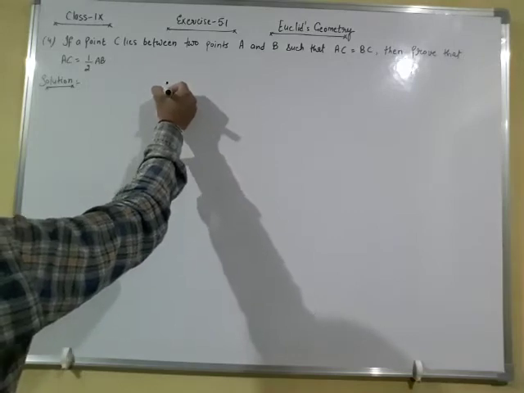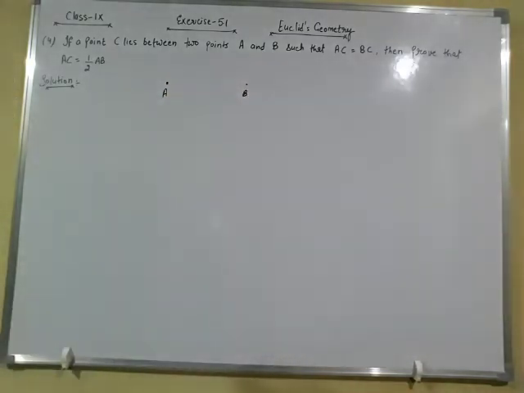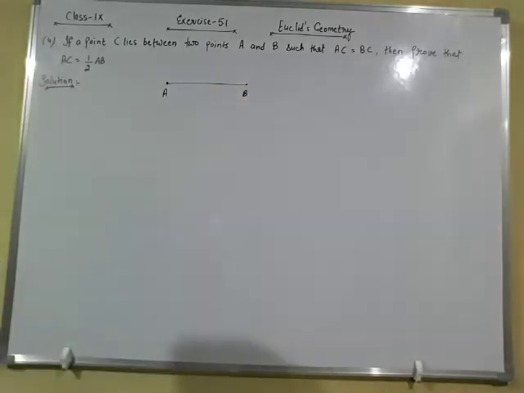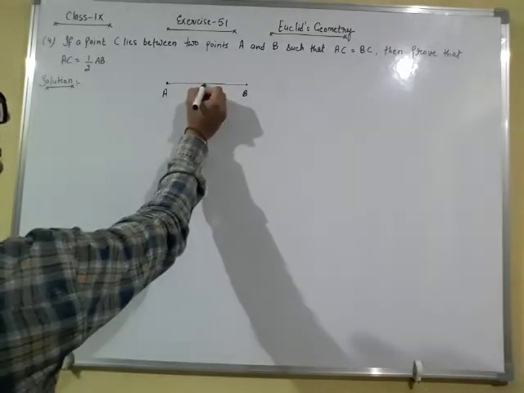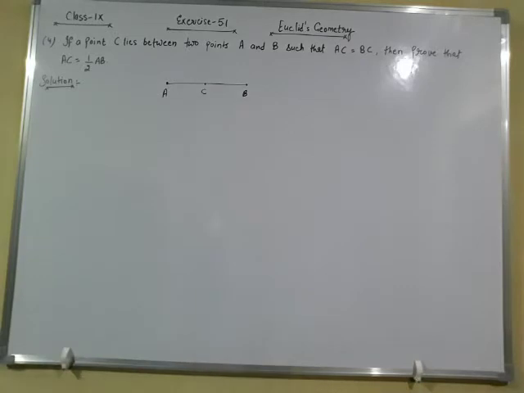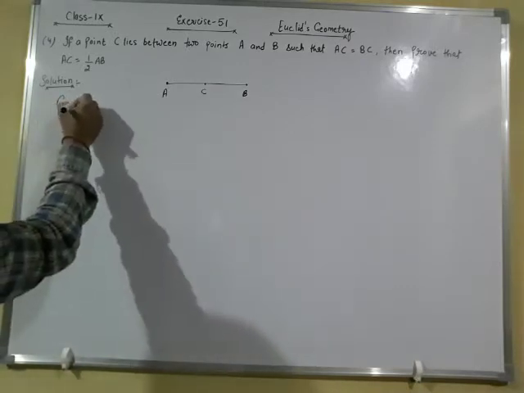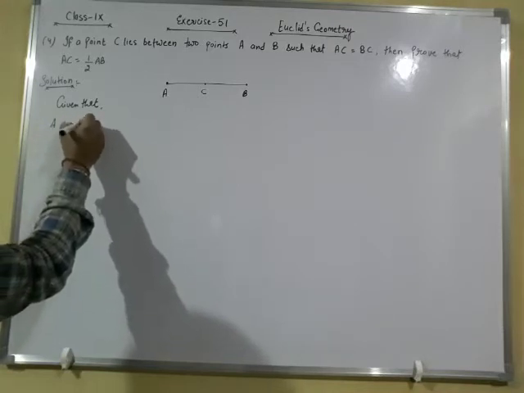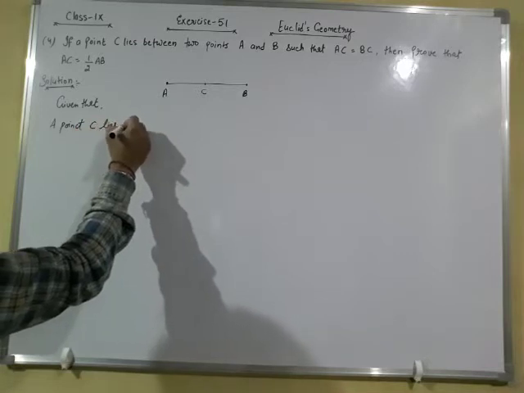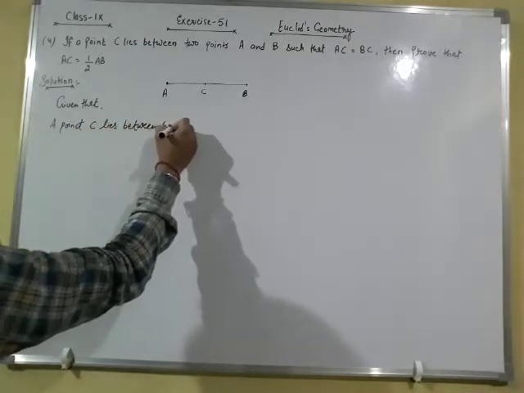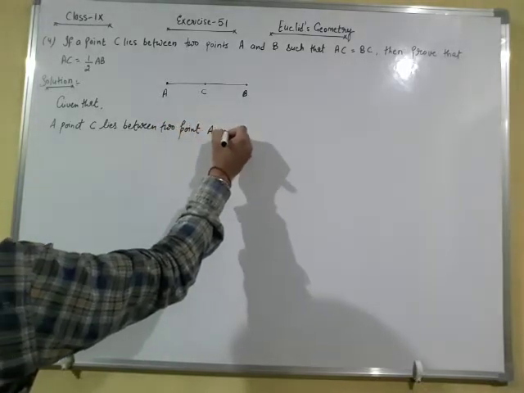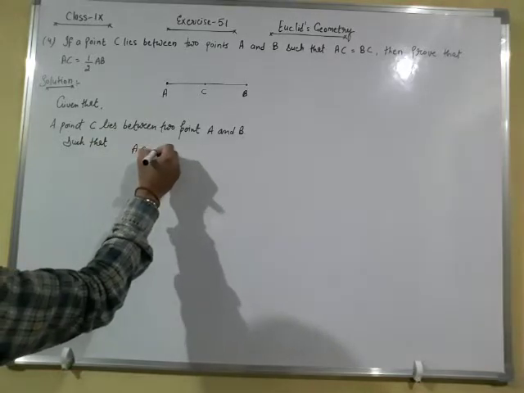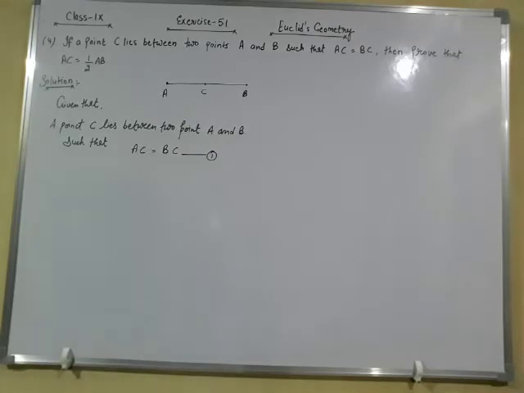Suppose these are the 2 points A and B, and a point C lies between the 2 points A and B. Suppose this is the line joining the 2 points A and B, and C is the point in between A and B, such that given that a point C lies between 2 points A and B, such that AC is equals to BC. Let this equation is equation number 1.